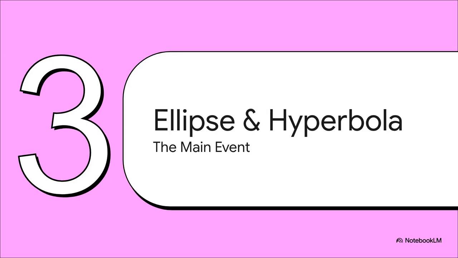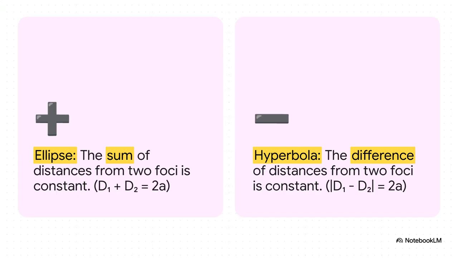So now that we've got the method down, it's time for the main event. We're going to tackle both the ellipse and the hyperbola. And the really amazing part is that we can actually derive both of their equations at the exact same time from one single starting point. So here it is, the two-focus rule. For an ellipse, if you pick any point on the curve, the sum of its distances to the two foci is always some constant number, which we'll call 2a.